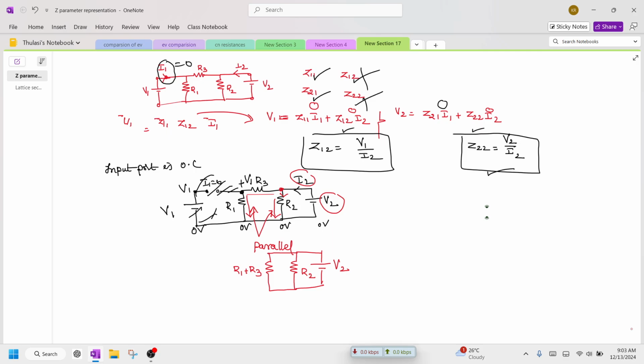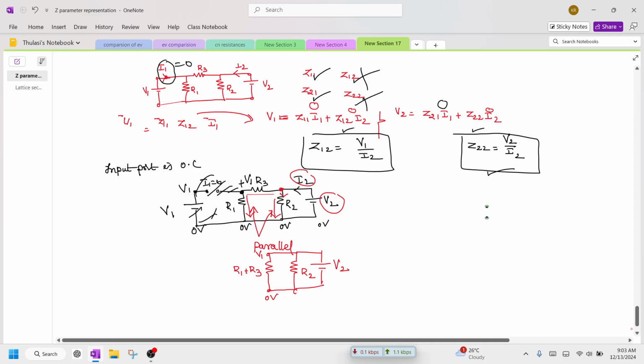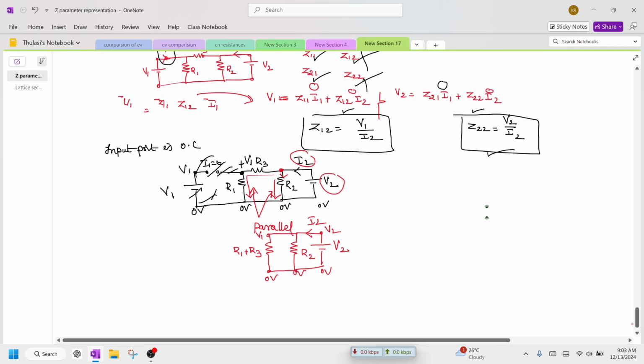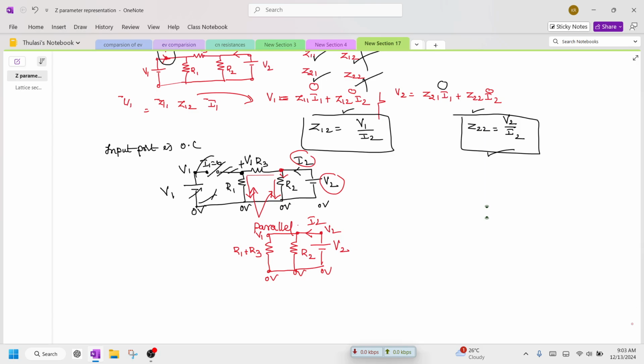So the voltage at this point is V1, and here it is 0 volts, 0 volts, and 0 volts. The voltage at this point is V2. Now I require a relation between V2 and I2. You can see these two branches are in parallel. Whenever two branches are in parallel, let's mark this as some node 1.